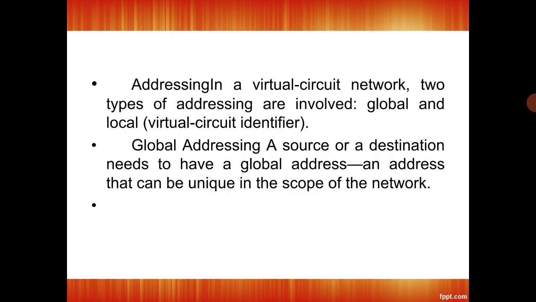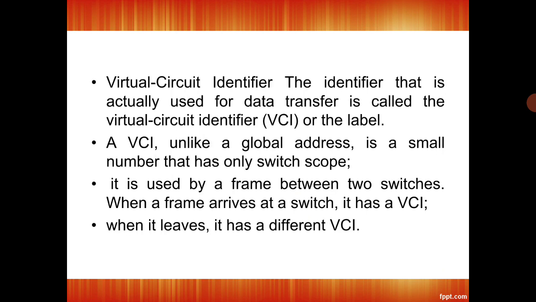Addressing in a virtual circuit network has two types: global addressing and virtual circuit identifier. Global addressing means a source or destination needs to have a global address. An address can be unique or have the scope of a network. The virtual circuit identifier is the identifier actually used in data transfer. Unlike a global address, a virtual circuit identifier is a small number that has only switch scope.